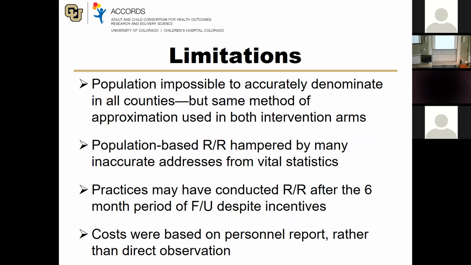There are obviously limitations. The population, as I said, was impossible to completely accurately denominate, but the same method was used in all counties, so we don't think that probably had much of an effect. And the population-based approach was probably more hampered by inaccurate addresses than the practice-based approach, because they tended to have more up-to-date information. However, they didn't do very well. And, to some extent, the practice may eventually, if we gave them enough time, have done reminder recall, but actually most of the research we've done since then has not shown that. And costs were based on personnel report rather than observation.